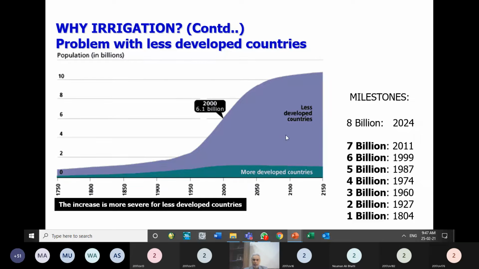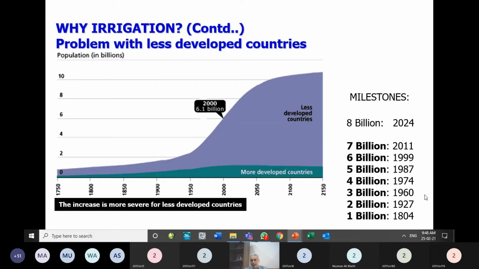So there is a high disparity between developed countries and underdeveloped or less developed countries. Their population growth is much higher. So all the population growth we can say is in the less developed countries. They are already suffering from economic problems, and this population growth will further burden them.